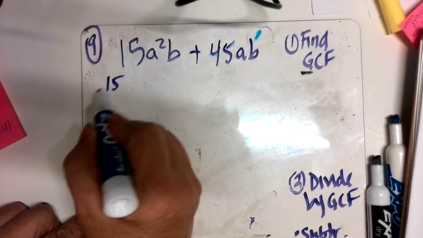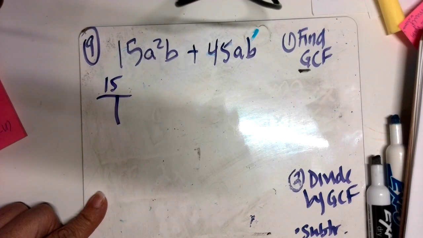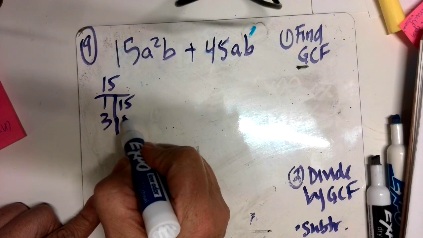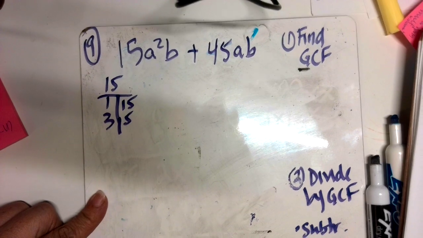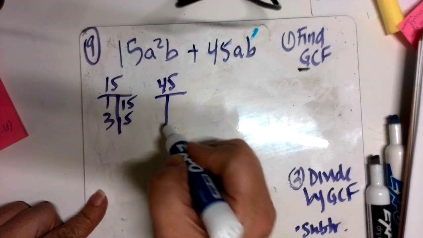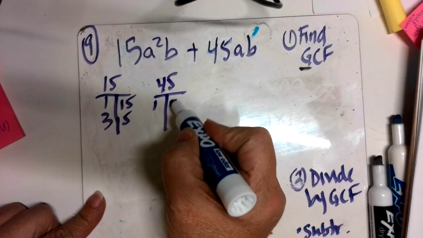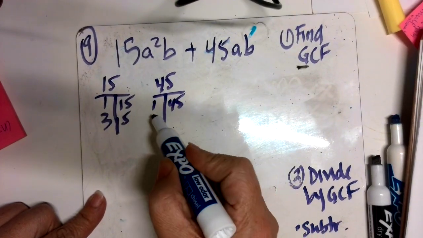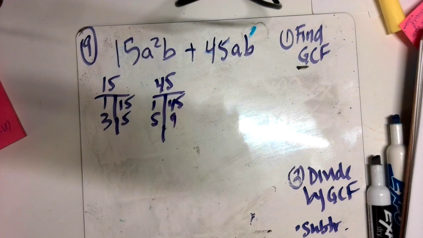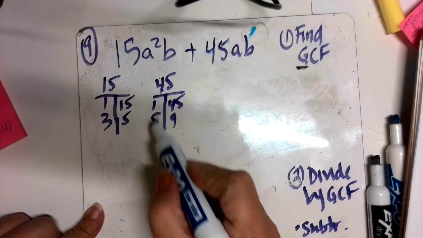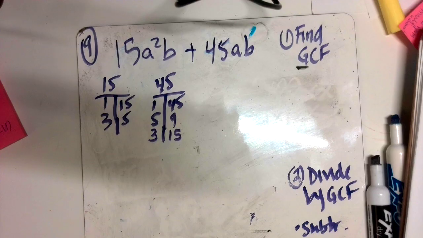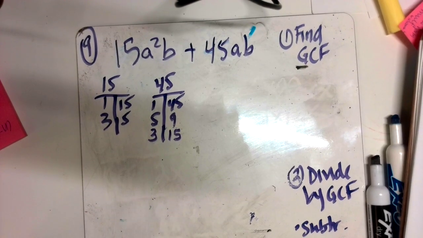Okay, so I'm going to put 15. What are factors of 15? 1 times 15, 3 times 5. Okay, that's it. Then we have 45. Okay. So we have 1 times 45, 2, 3, 4 doesn't work, 5 times 9. Okay. We have, oops, sorry, I skipped one. 3 times 15 is also 45.